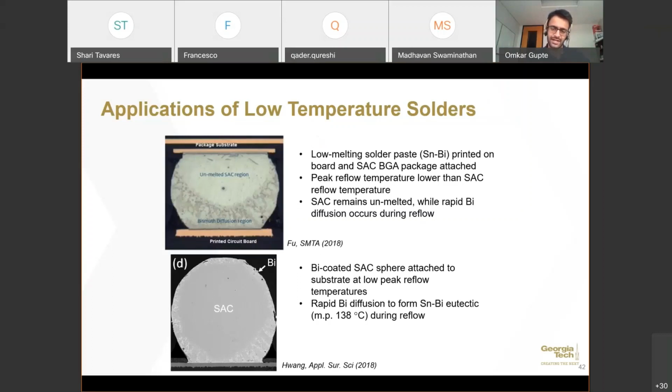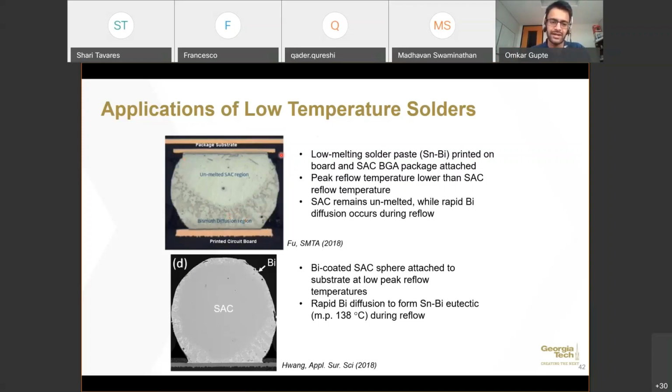So the applications of these low temperature solders are such that one, they are used as a paste. For example, a tin bismuth solder paste with a melting point of 138 degrees Celsius is printed on the board, and the SAC BGA package with the standard SAC solder ball is attached to the board, and then the reflow is done at a lower temperature. It's not done at the standard 250 degrees Celsius required for SAC. For instance, the reflow peak temperature would be around 170 degrees Celsius.